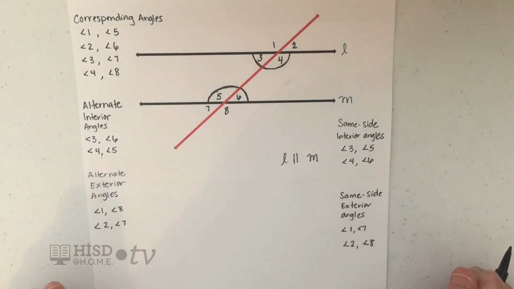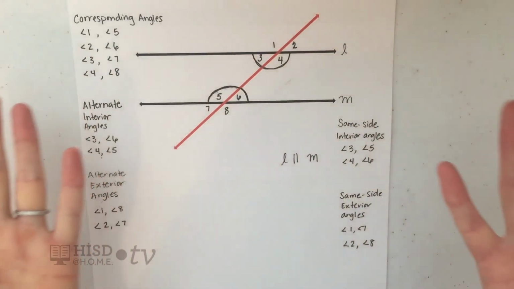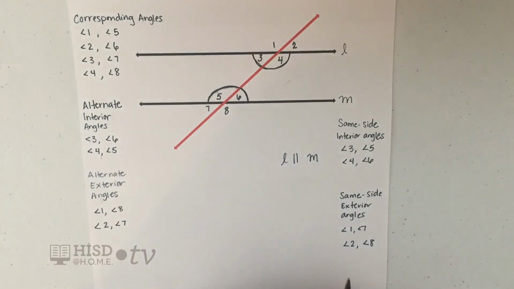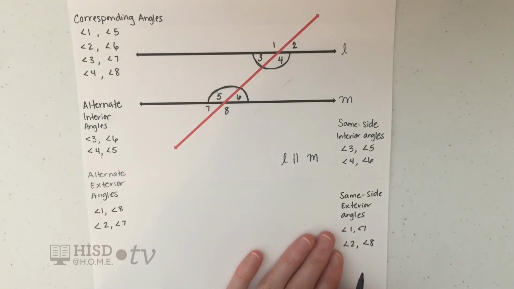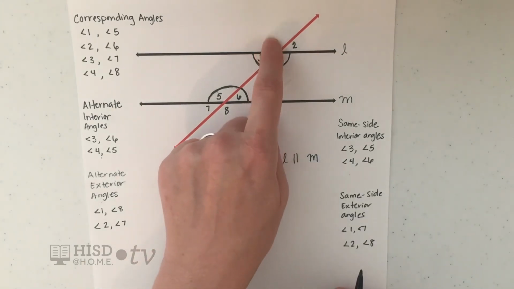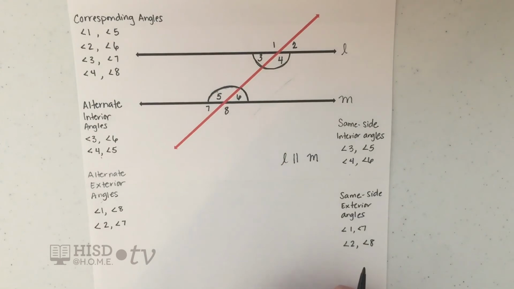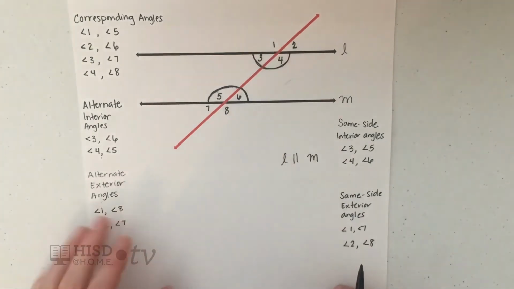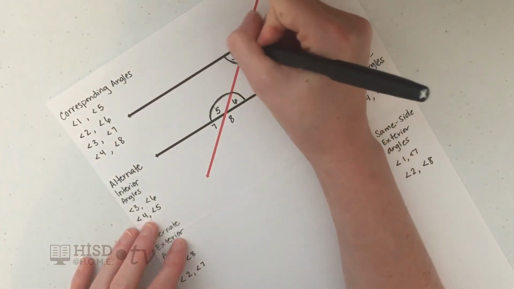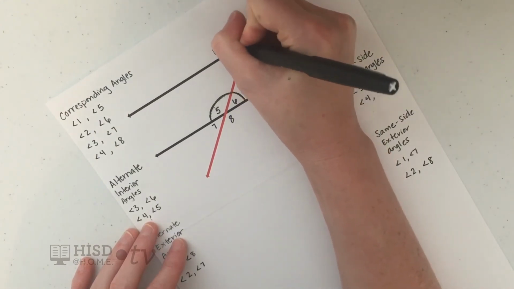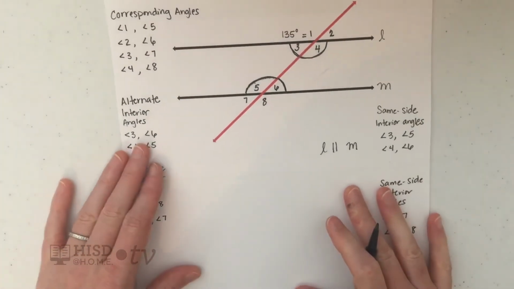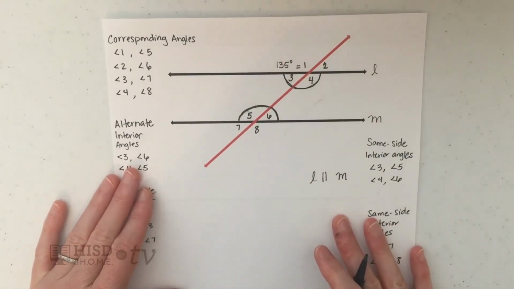All right, now let's get to the good stuff. Why does all this matter? So all of these relationships are helpful because if you are only given one angle measurement, you can determine the measurements of every other angle based off of that single angle measurement. So let's give it a try. Angle 1 is equal to 135 degrees.